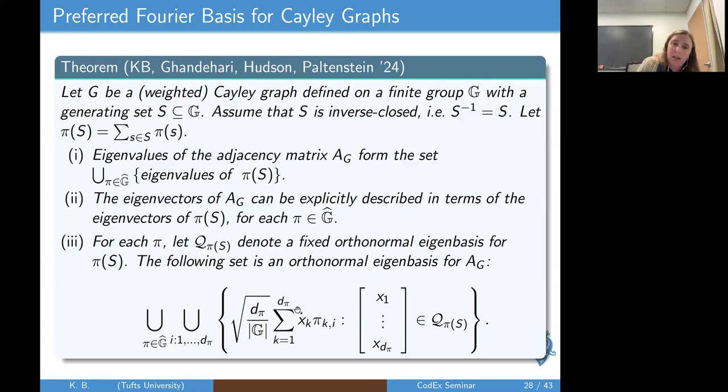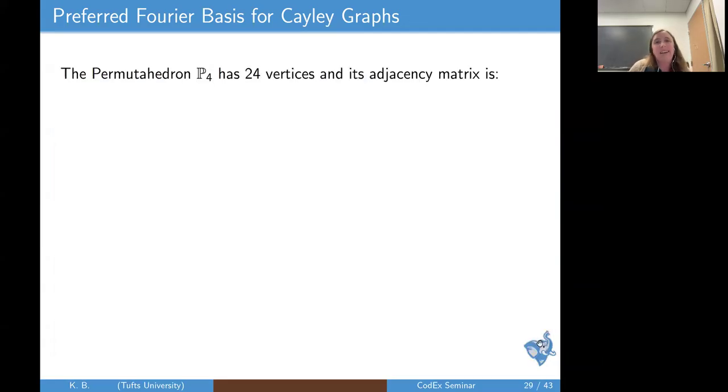And I have this a little bit backwards. I will tell you what these are in a second, the pi ki. But you can think about them as linear combinations with coefficients in the eigenspace of pi S. And I will tell you what the pi ki are here in just a second. So, but how is this useful?